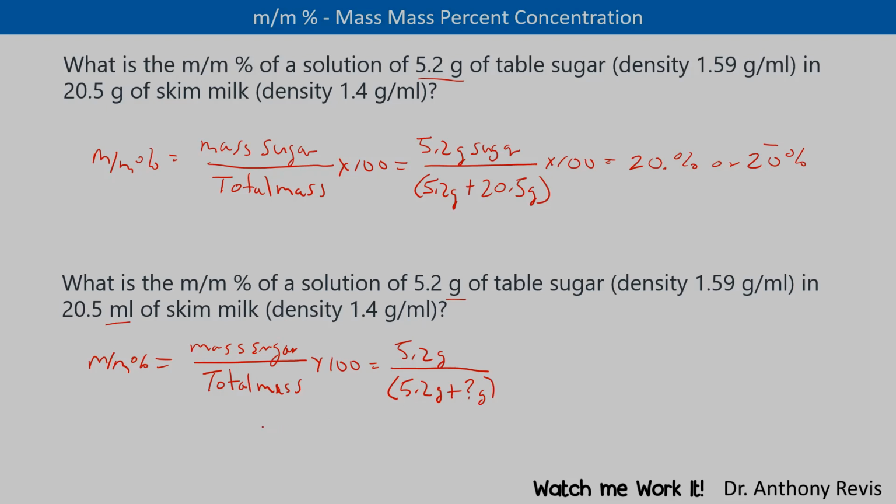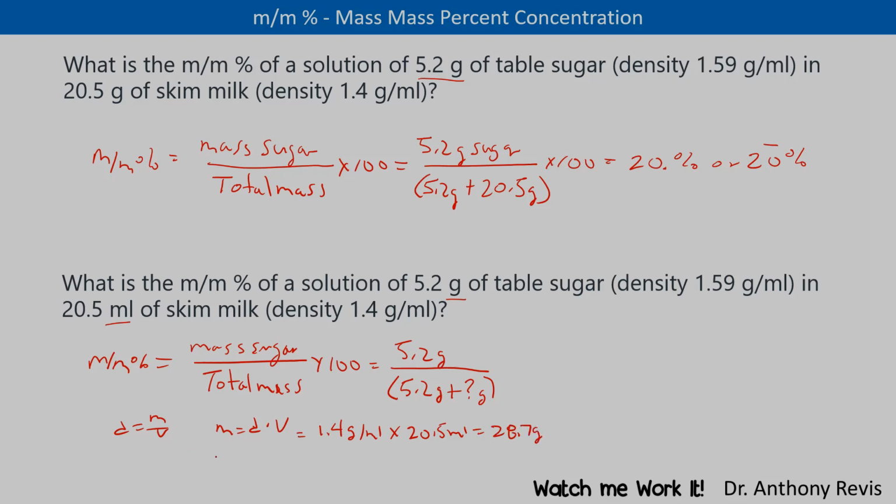So we can do that in a couple of ways. One, we can do the conversion by showing the mass equals D times V, which comes from the original density formula, mass over volume. So mass in this case of the skim milk would be 1.4 gram per mil, which is its density, times the volume that we have, 20.5 mils, and that will give us a value of 28.7 grams, which is what we need.